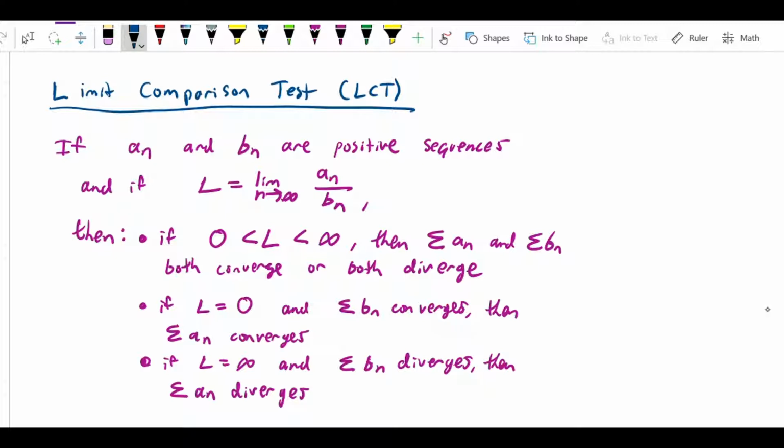then a_n and b_n both behave the same way. In other words, they both converge or they both diverge. If L is equal to 0, then we have a narrower conclusion, which is that if b_n converges, then a_n converges, and if L equals infinity, then if b_n diverges, a_n diverges. You can't, for example, if L equals 0 and b_n diverges, conclude anything, and if L equals infinity and b_n converges, you can conclude nothing about a_n.